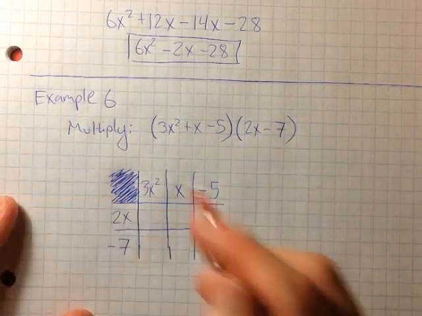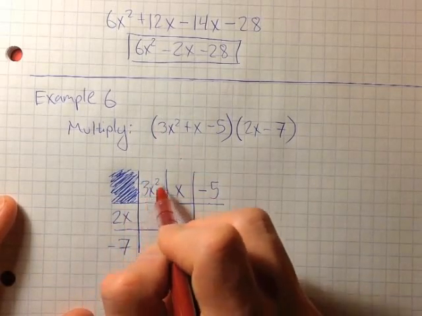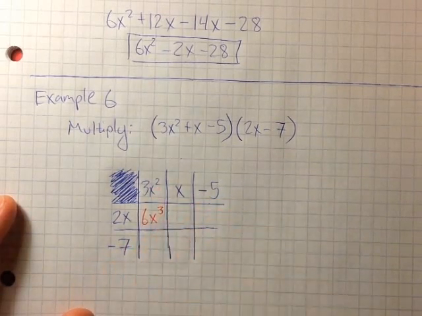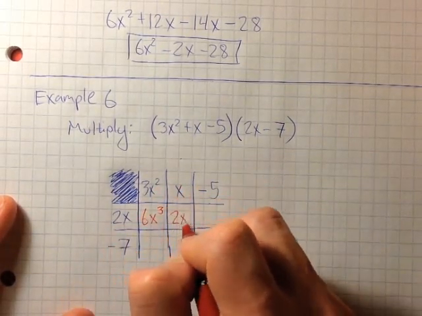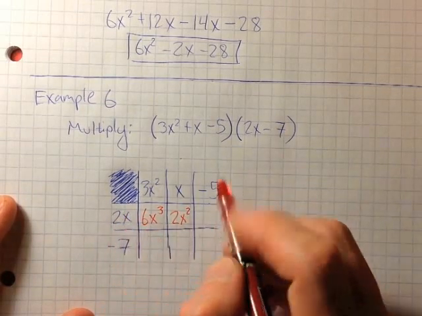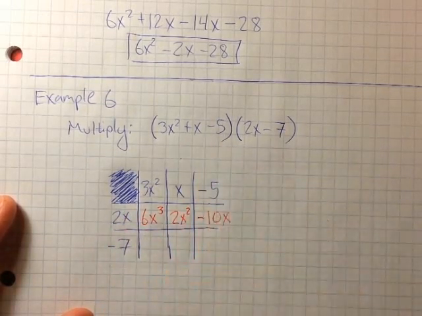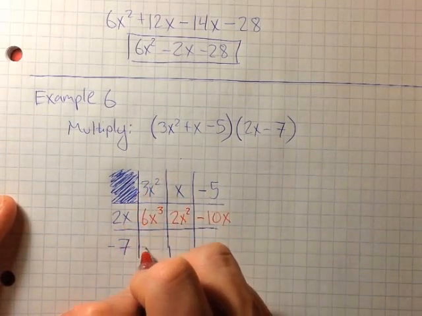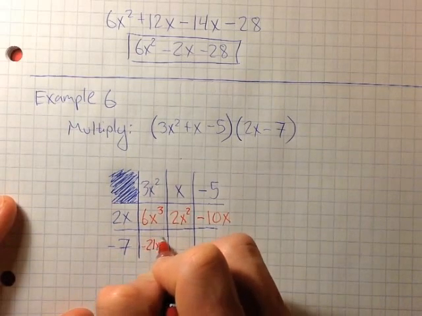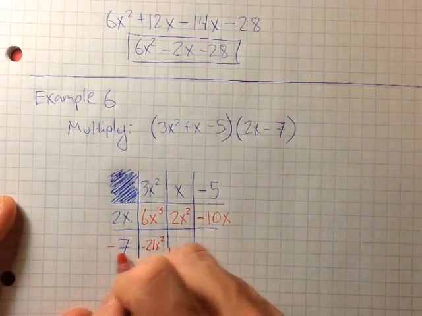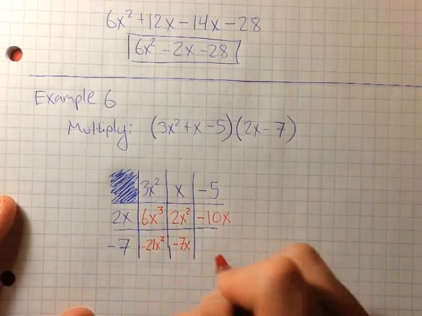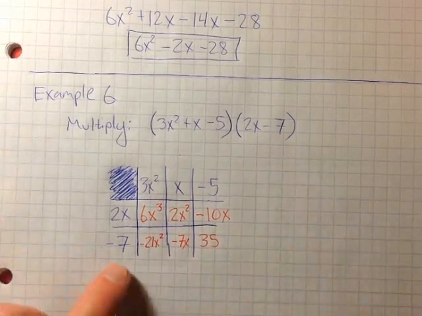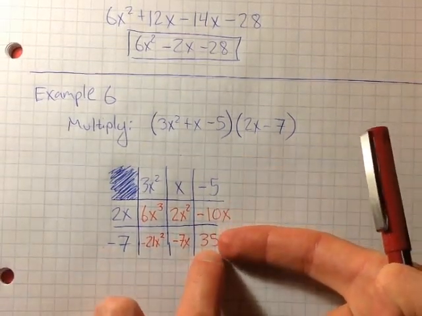So what goes here is 3x squared times 2x, which is 6x cubed. 2x squared goes here. And then 2x times negative 5 is negative 10x, goes right here. Then down here, 3x squared times negative 7 is negative 21x squared. Over here, negative 7x. And over here is positive 35. Okay? Negative 7 times negative 5 gives positive 35.